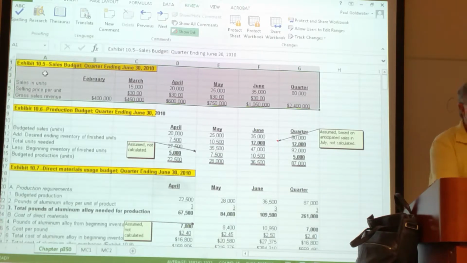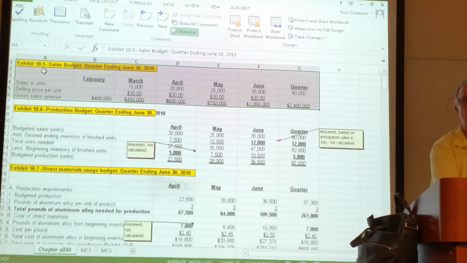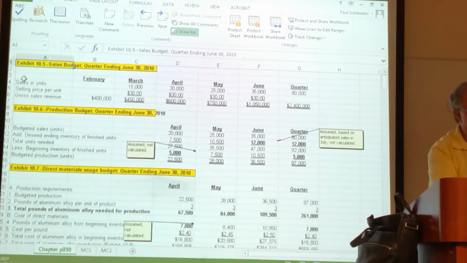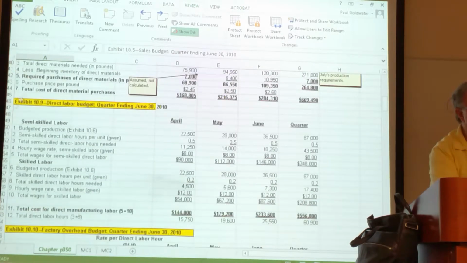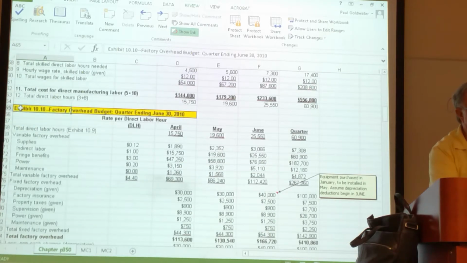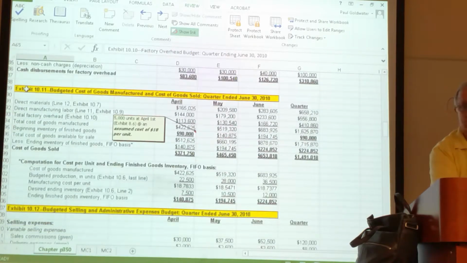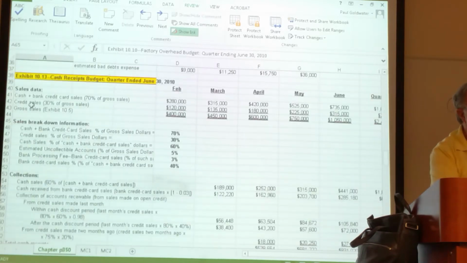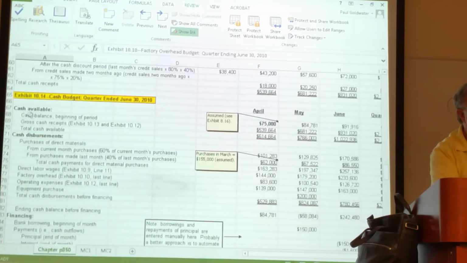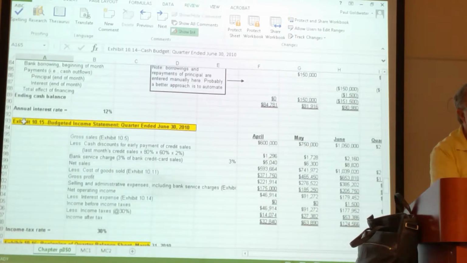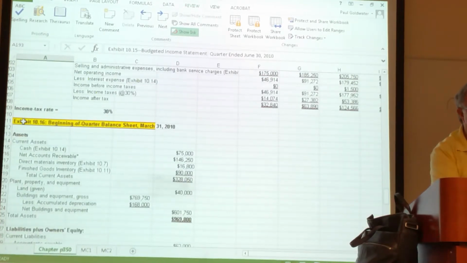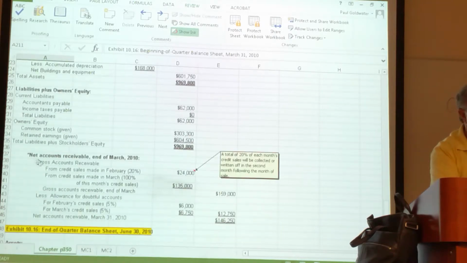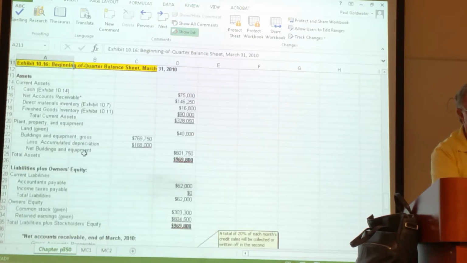Okay, so we've dealt with setting up this budget. Multiple sheets, share workbooks, the time period. We start up here with sales budget, first exhibit, and we scroll all the way down, look, direct labor, factory overhead, cost of goods manufactured. We finally get down to the cash budget. And then we get to the income statement and the balance sheet. Then we're at the end, balance sheet, okay?